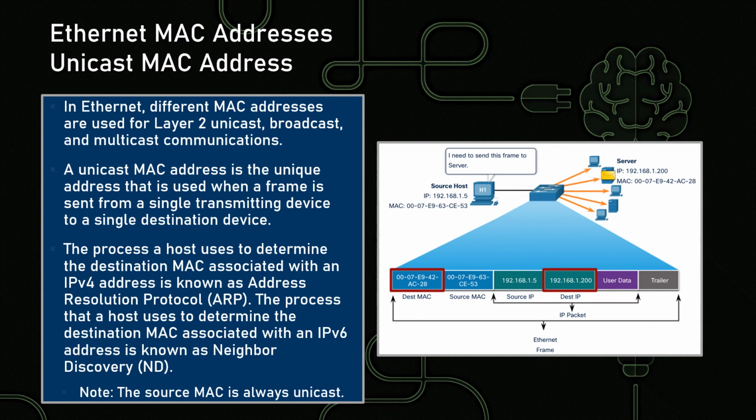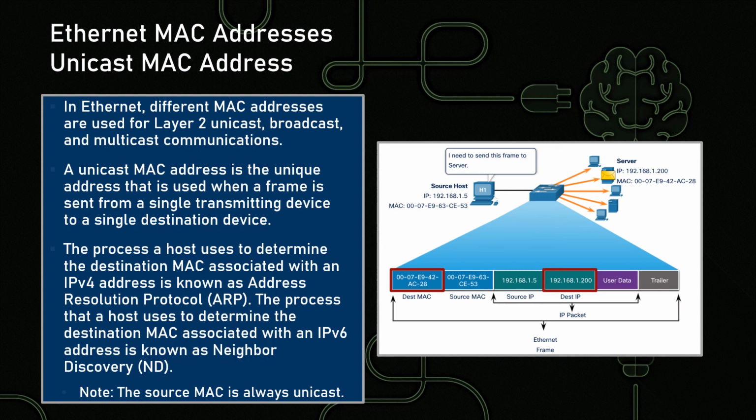In Ethernet, different MAC addresses are used for layer 2 broadcast, unicast, and multicast communications. A unicast MAC is when the unique address is generated for a frame sent from a single transmitting device to a single destination device. That is the physical MAC that is used. When we talk about the MAC that is stamped in, that is your unicast.